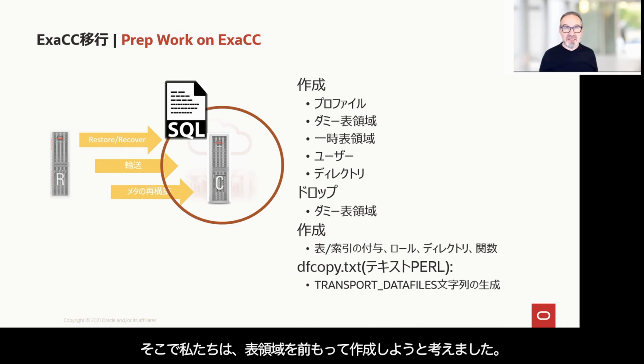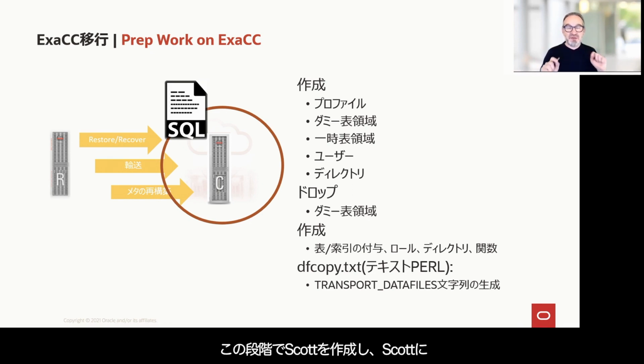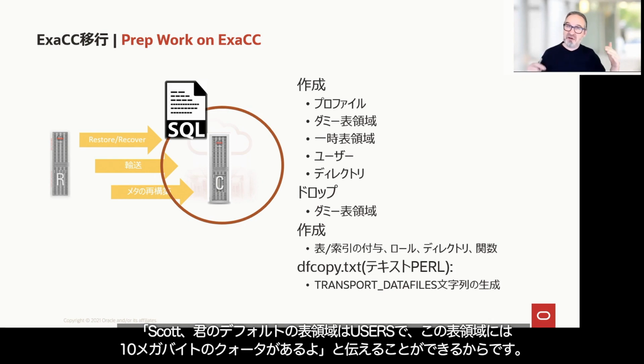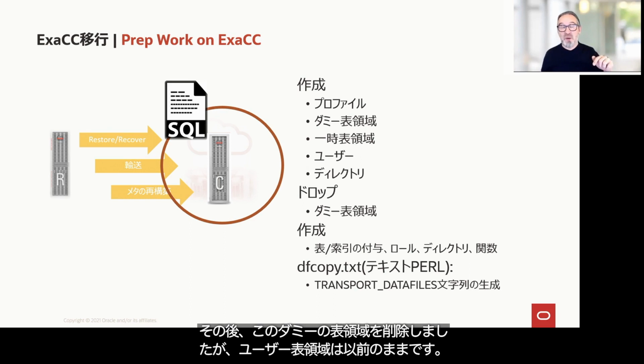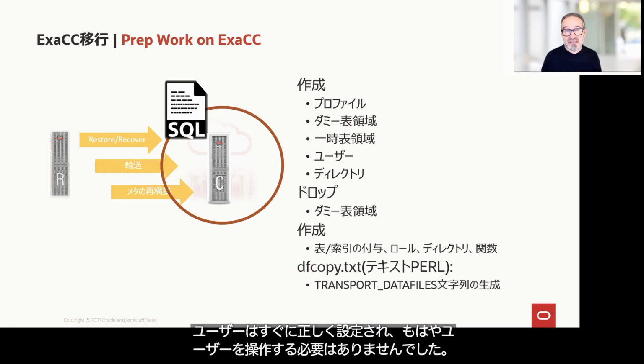So here we had this idea: let's create the table spaces we need upfront, because we have the table space list already, but just with 100 megabytes each. Then create the temporary table spaces and then create the users correctly right away. Because at this stage, I can create Scott and tell Scott, hey, Scott, your default table space is users. You have a quota of 10 megabytes on this table space. I drop this dummy table space afterwards, but the user stays exactly as it was before. And so when the real data table space with 18 terabytes comes in later on, the user is set up correctly right away, and I don't have to alter the users anymore afterwards.